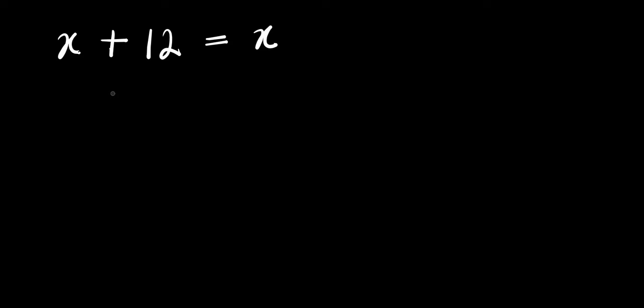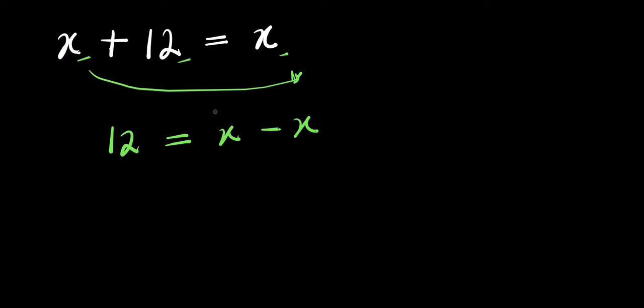Hello, how to solve this linear equation? This is x plus 12 equals x. So what I can do is to move this x over here. I'm going to have 12, and this equals x minus x.